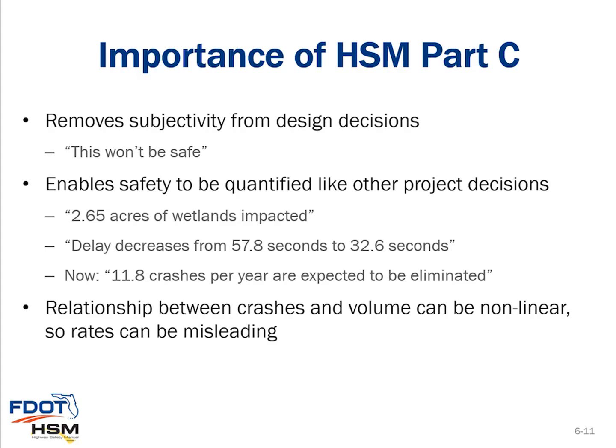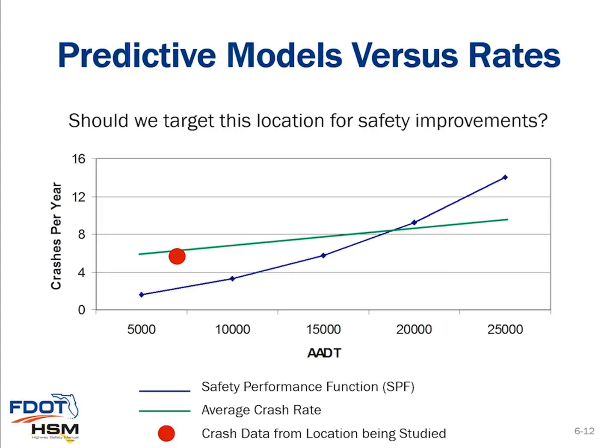The relationship between crashes and volumes is nonlinear, so the use of crash rates can be misleading. Let's look at an example in the next slide. Here you'll see, shown in blue, a safety performance function, and it is nonlinear. To get you oriented on the graph, the x-axis at the bottom is average annual daily traffic, and the y-axis to the left is crashes per year. The green line represents the average crash rate, and it is a linear function increasing as average annual daily traffic increases. You can also see the red point, which is the historical crash data for the facility.